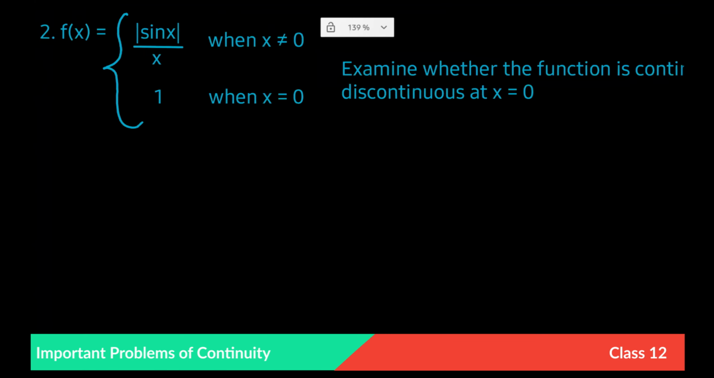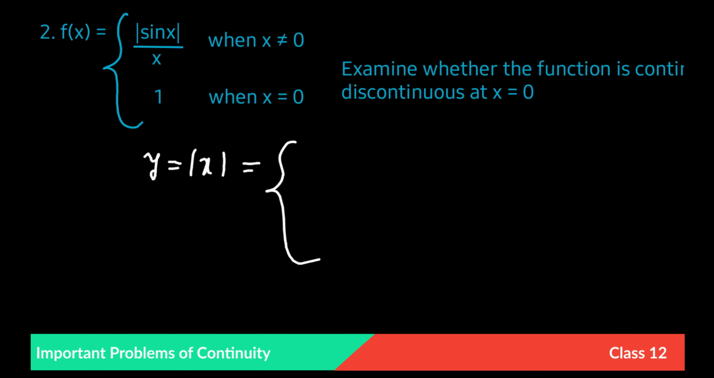Now, all of us know that y equal to mod x is actually x when x is greater than 0, minus x when x is less than 0, and 0 when x is equal to 0. Similarly, here we have been given mod sin x by x.